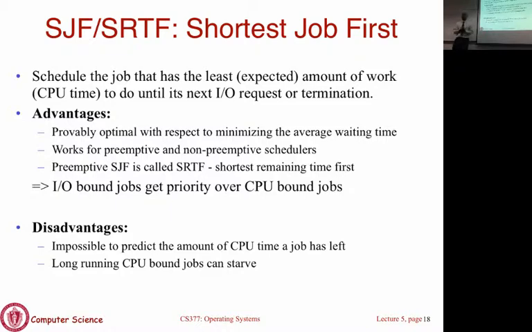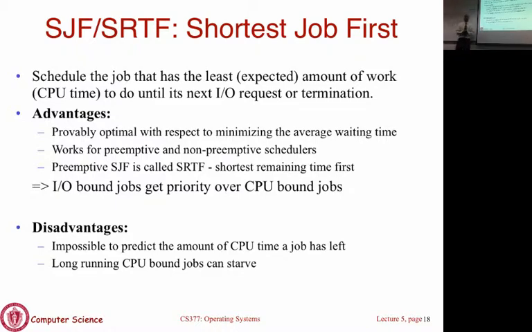Shortest job first is a non-preemptive policy. You pick the shortest job, you let it run to completion. You don't preempt, there are no time slices. It's clear what shortest job first does, right? You look at the ready queue, say which is the shortest job, and you're going to run it next.